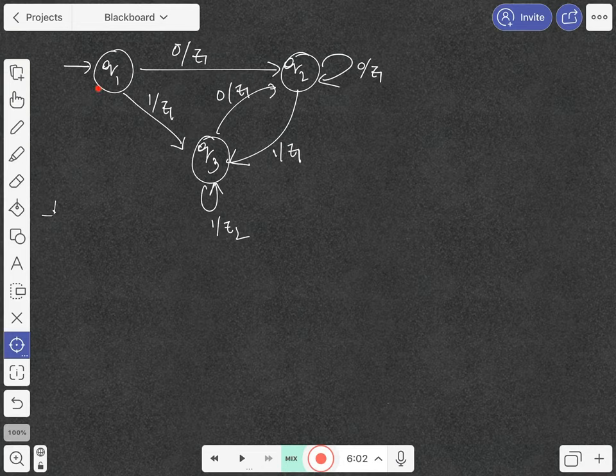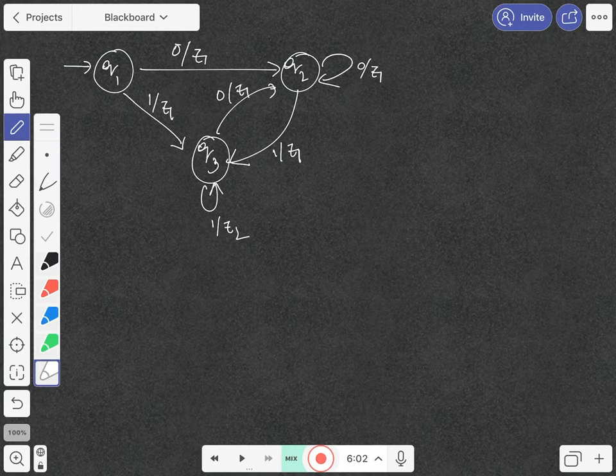Now consider Q1 as the initial state. If I give an input 0 over here, it is transiting to Q2 and the output is Z1. This Z1 output is associated with the next state Q2 only. Similarly, if I give an input 1, it is transiting to Q3 and producing the output Z1. This Z1 output is associated with Q3 only. Now in this way, let us convert it to a Moore machine.